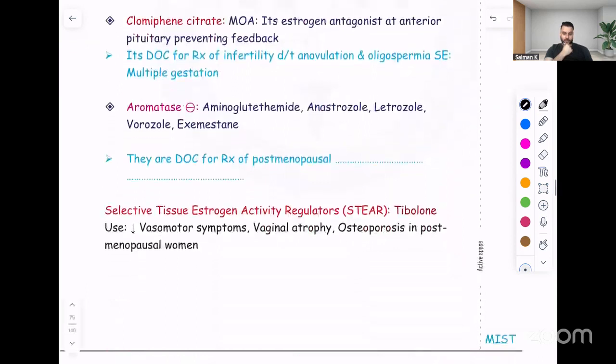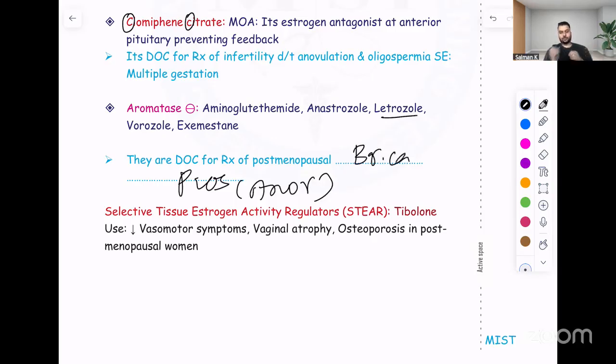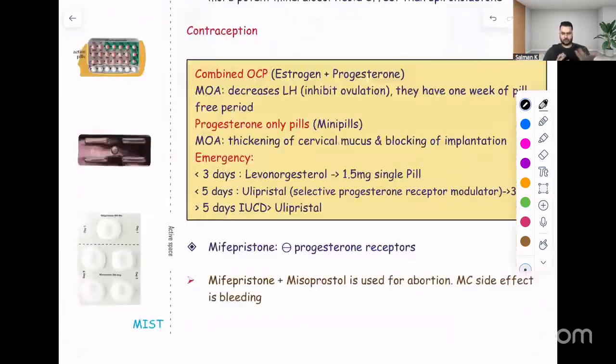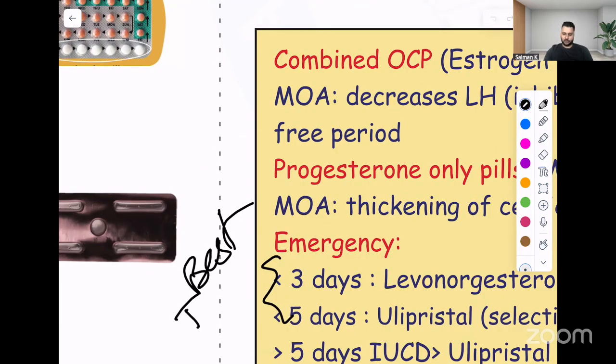Now coming to the drugs that are used in infertility treatment. One is clomiphene citrate. Another is letrozole. Letrozole is preferred for PCOS-induced anovulation, and it's also preferred for postmenopausal breast cancer. Next comes contraception. This you anyway study in your OBG as well. As a quick reminder, if they ask what is the best contraception method, your answer should be intrauterine contraceptive devices like copper T.